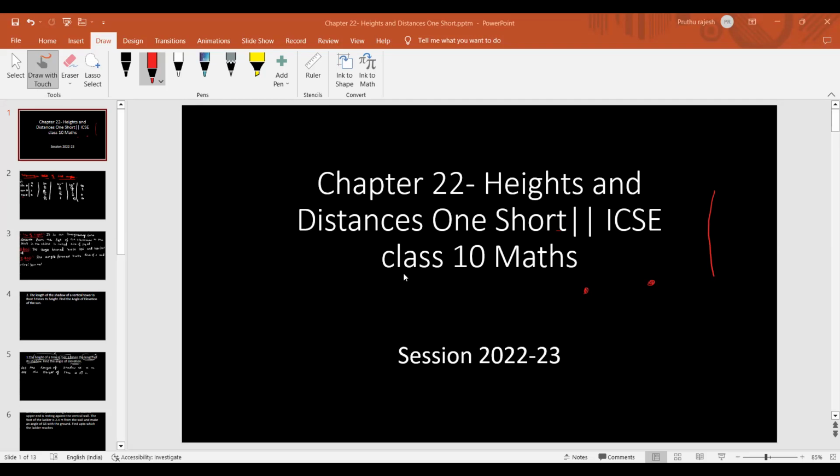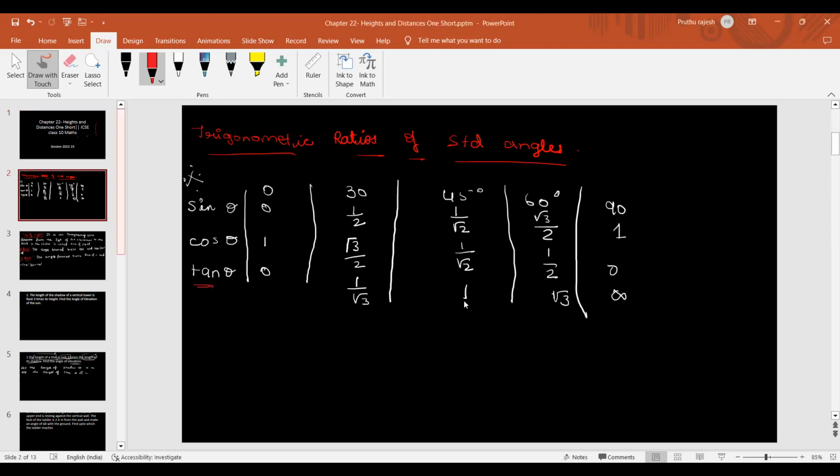So, trigonometric ratios of standard angles. We have to memorize that table to solve problems in this chapter. Let me show you the table. Please memorize this table. I hope you guys have memorized this table.